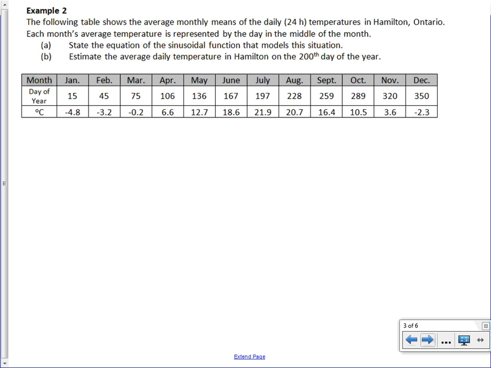So, let's see, can we find the max temp? When is it going to be the warmest, guys? December. Okay. Maybe July. July seems reasonable, right? July, do we agree that's the max temp? And where's the min temp? It's December. Oh, March? No, it's December. Yeah. January.